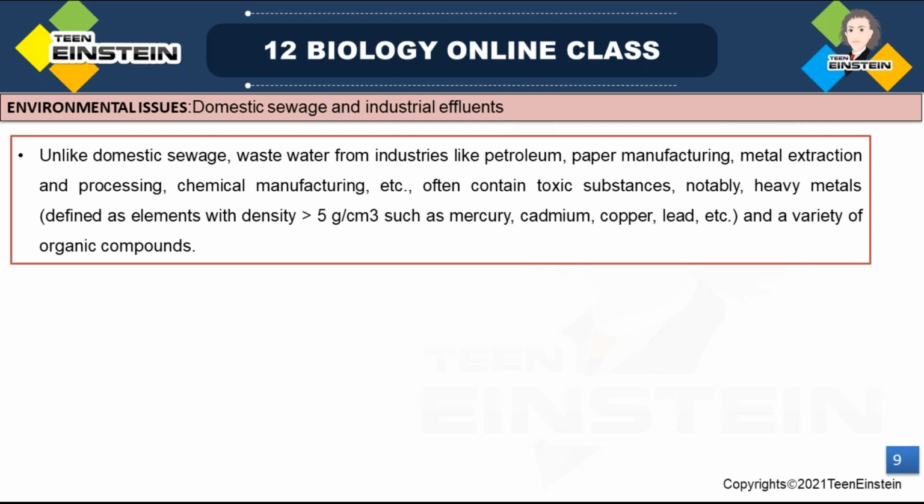So not only these microorganisms, other toxic materials are also there. Some heavy metals which is having density more than 5 grams per centimeter cube. Then for example we can say lead, copper, mercury and all. So there are a variety of organic compounds also which may create this kind of pollution issues.